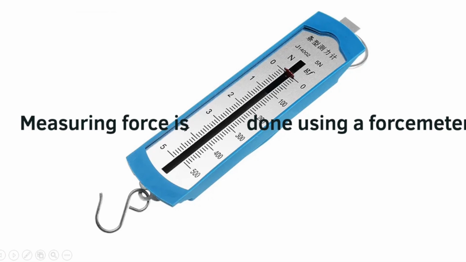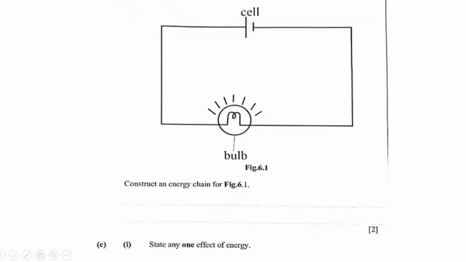All right. Figure 6.1 shows an electric circuit in which a cell is used to light a bulb. Construct an energy chain for fig 6.1. In our diagram, you can see here we have a cell. The cell here is what is going to produce chemical energy. And then when it has got this chemical energy, it's going to convert it into electrical so that it can move through these wires. So these wires are going to conduct electrical energy.